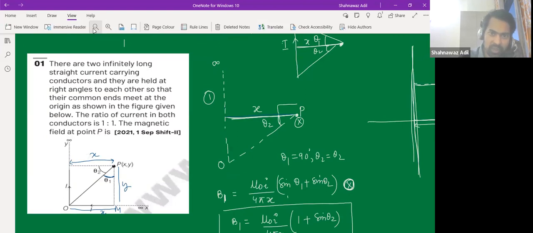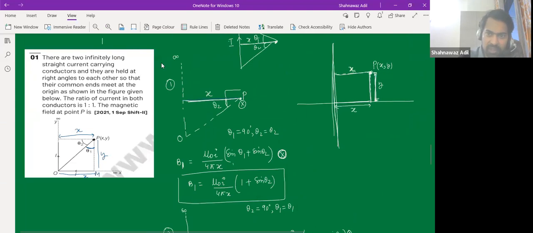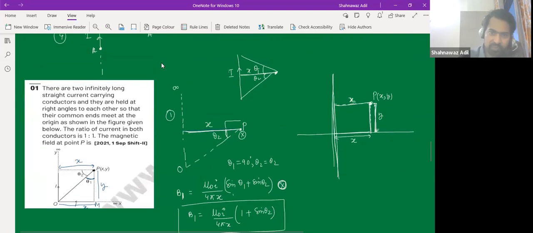Please note it down, and if you guys have any doubts, please ask. Please note down this part. Note down the question. Just note down the diagram. This diagram you guys note it down and then note down the question.